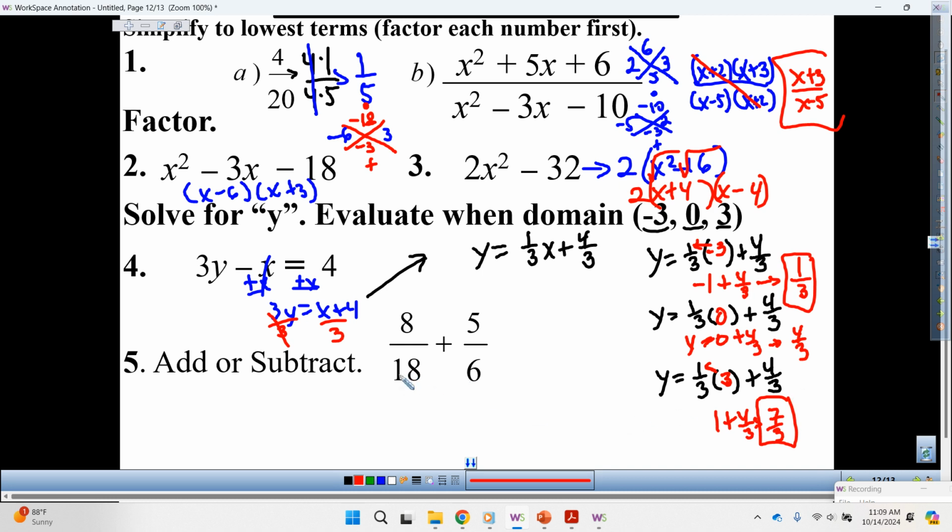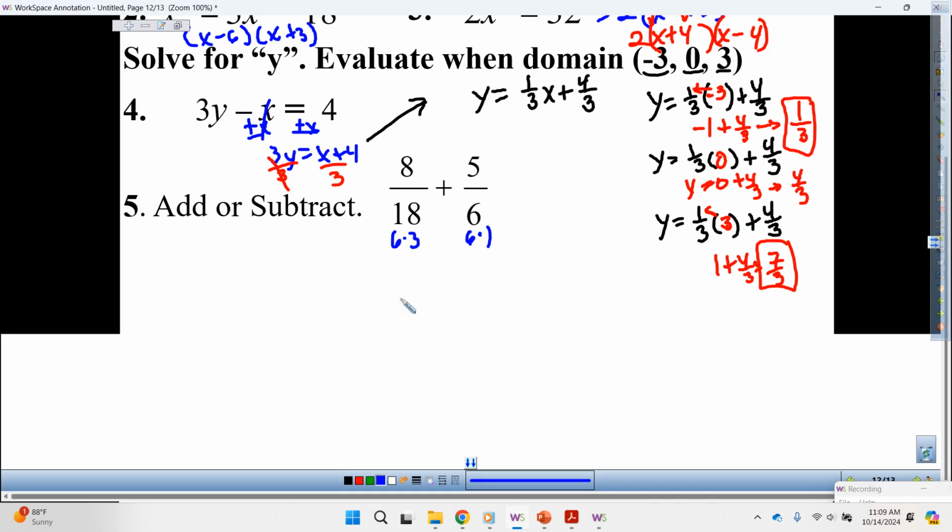Last but not least, number 5. What's GCF for these two? What would be GCF for these two, Jesus? 6. So this is 6 times 3. This is 6 times 1. Therefore, let me rewrite this. Let me bring down the 6 times 3, 6 times 1, the 8, and the 5. Question, look up. We need to make the denominators look the same. So what does this one on the right need from the one on the left?